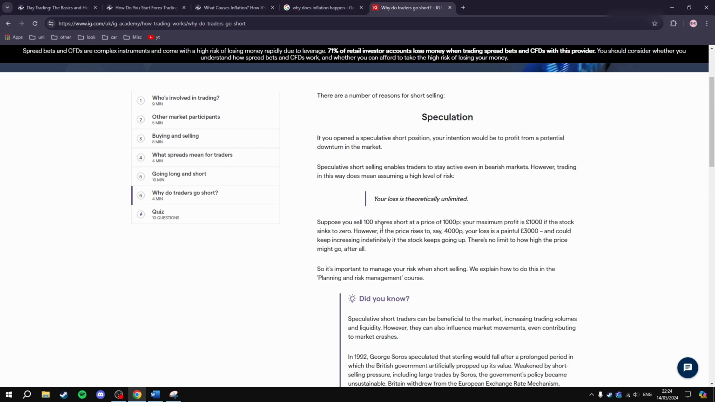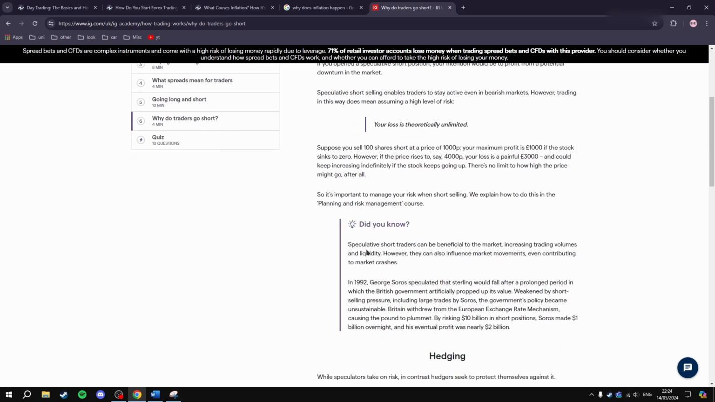Your maximum profit is £1,000 if the stock sinks to 0. However, if the price rises to say 4,000 pence, your loss is a painful £3,000 and could keep increasing indefinitely if the stock keeps going up. There's no limit to how high the price might go after all. So it's important to manage your risk when short selling. We explain how to do this in the planning and risk management course.